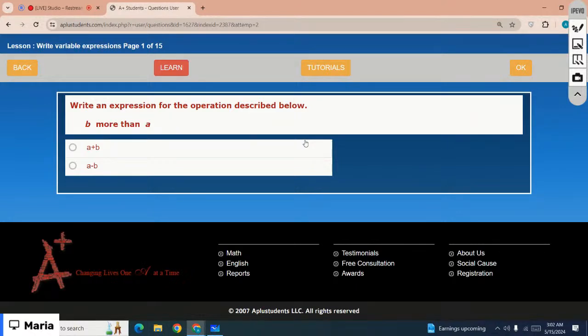Write an expression for the operation described below. B more than A. So, which is the correct option? That means you need to add. That would be A plus B is the correct option, right? More means you need to add. So the correct option is A plus B.